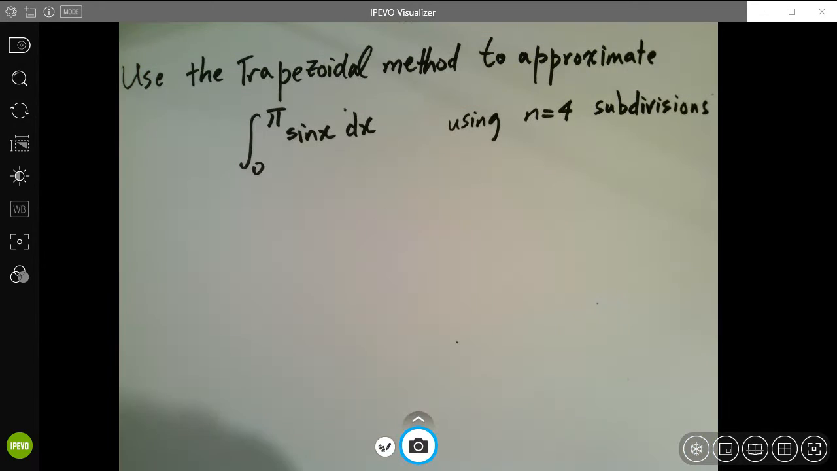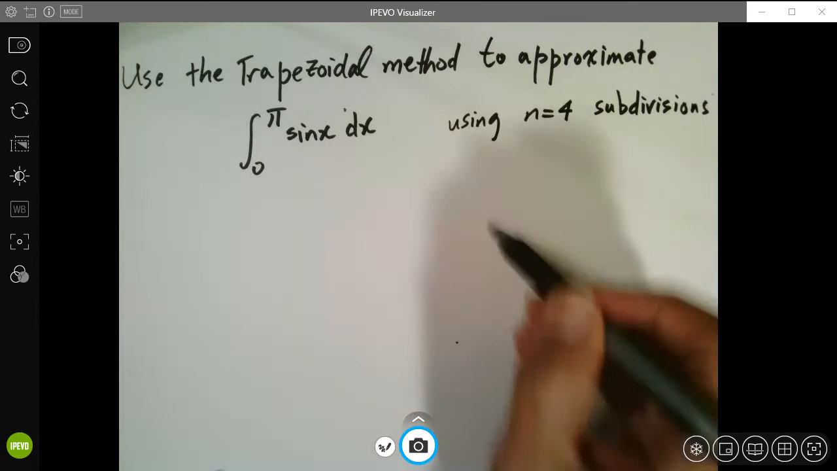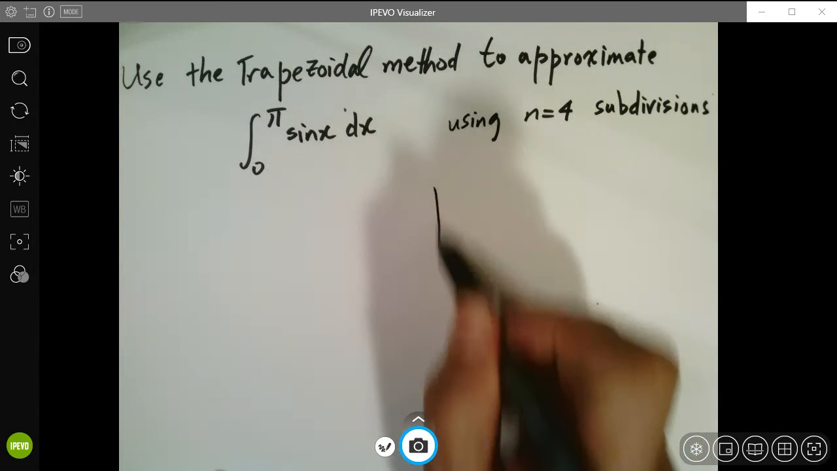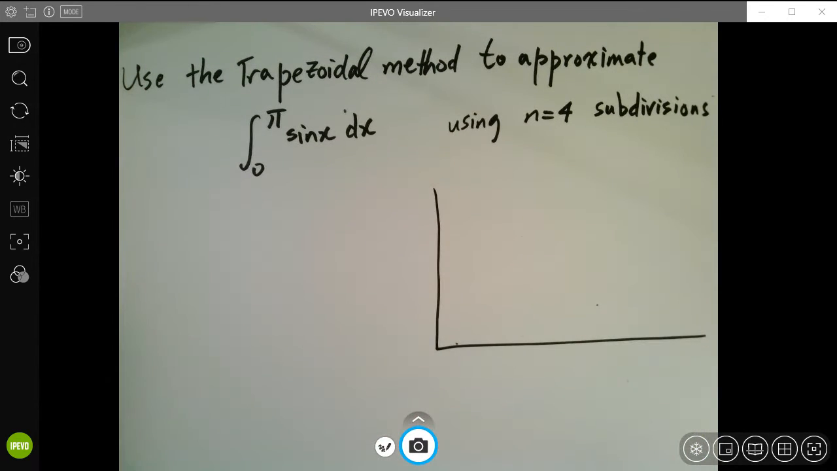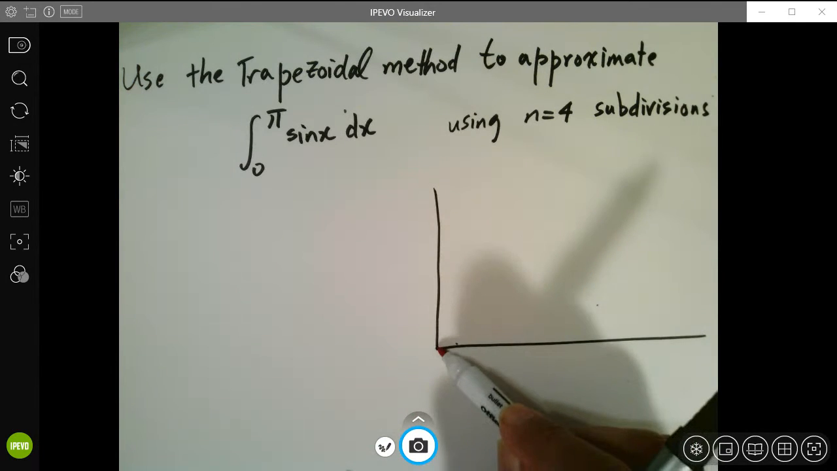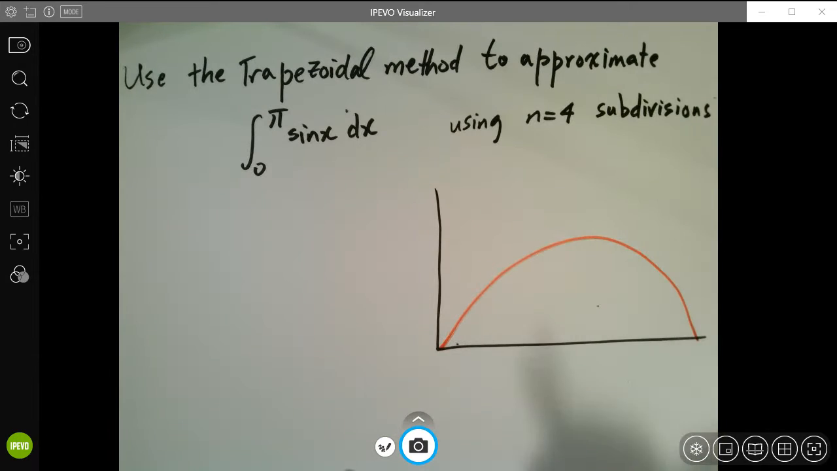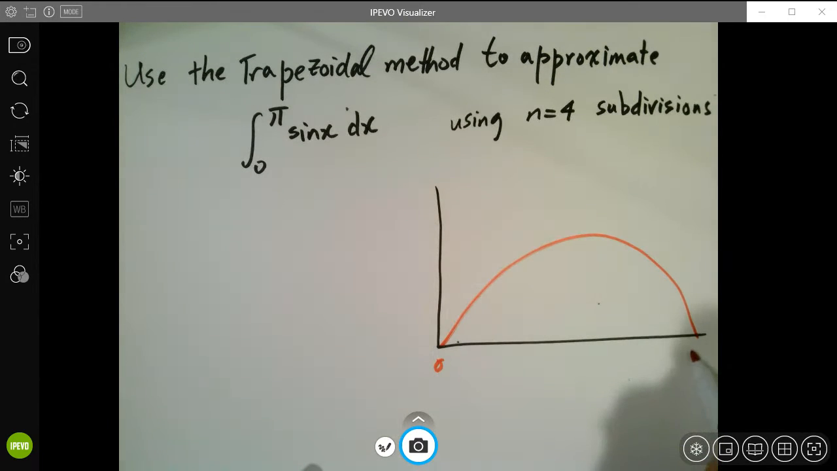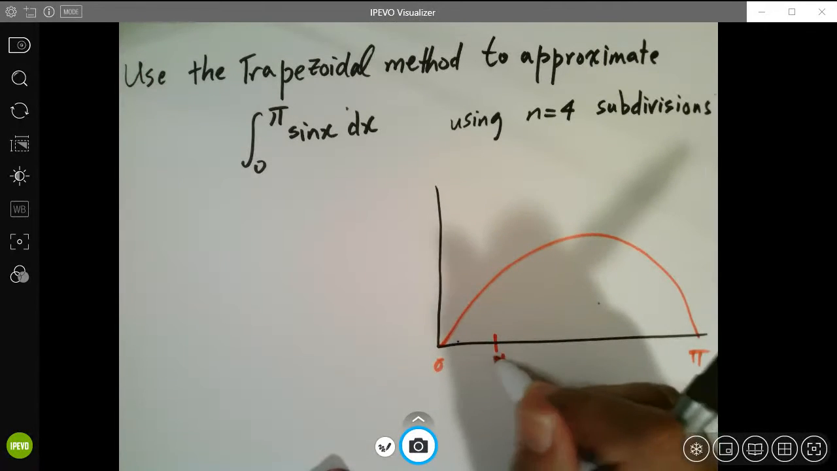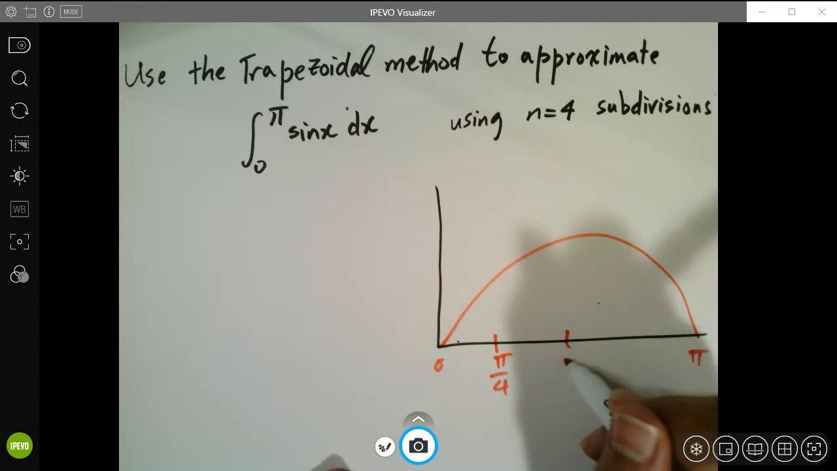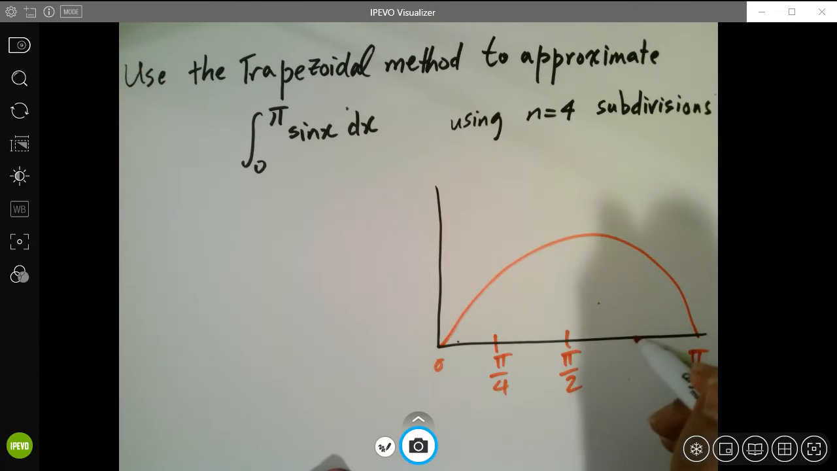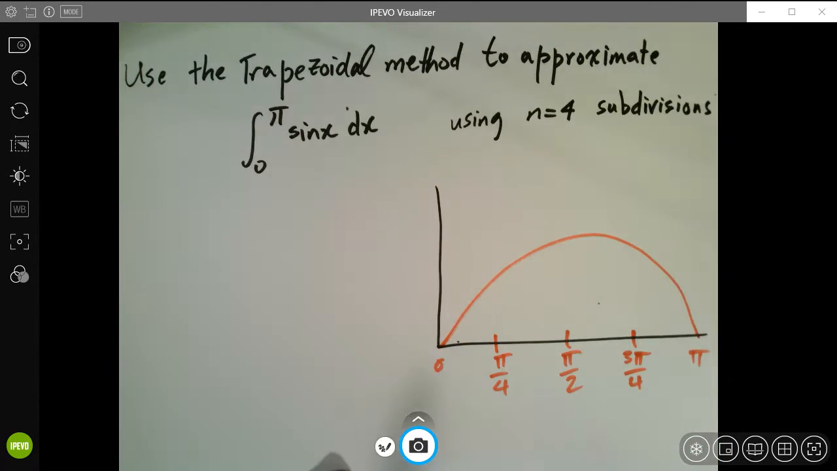So what do we have? From 0 to pi, sin x looks like this. Okay, say this is 0, this is pi. If I divide pi by 4, what will I get? Pi over 4, 2 pi over 4, which is pi over 2, and 3 pi over 4. And this is 4 pi over 4, okay? Now what will I get?